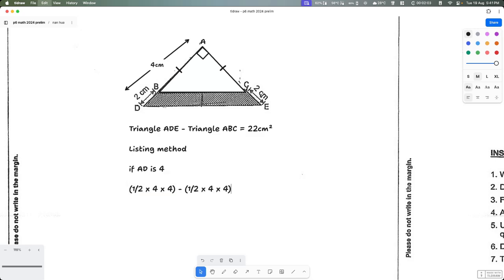Half times 4 times 4 minus, so 4 minus 2, because the multiplication is there, right? So if AD is 4, then BD is equal to 4 minus 2, which is 2. Pretty straightforward. So you have half times 2 times 2, and 4 times 4 is 16, divided by half is 8.